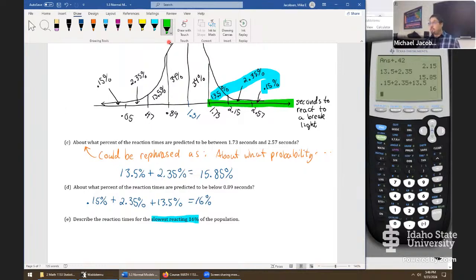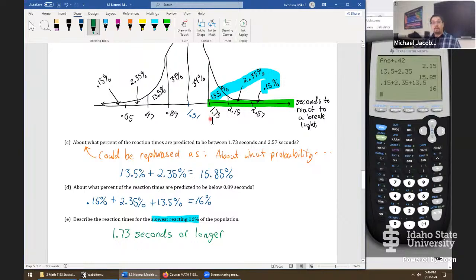This goes off to the right forever, and we would say 1.73 seconds or longer. So that's going to describe the slowest reacting 16% of the population by that model. And always saying "by that model" is just a way to give a disclaimer. We don't expect that to be 100% accurate, but we think that this is close in how drivers would really react. So slow as 16%, not horrible, but that's close to 2 seconds or longer.